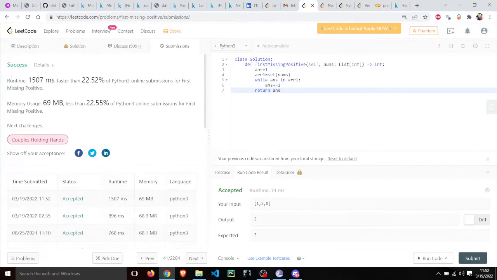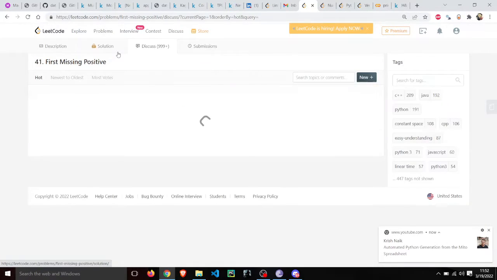Cool, so it's accepted. So we have an accepted solution, which has been asked by top tier companies, in less than a minute. But as promised, let's also have a little brainstorming where we can see if we have a constant space solution also.